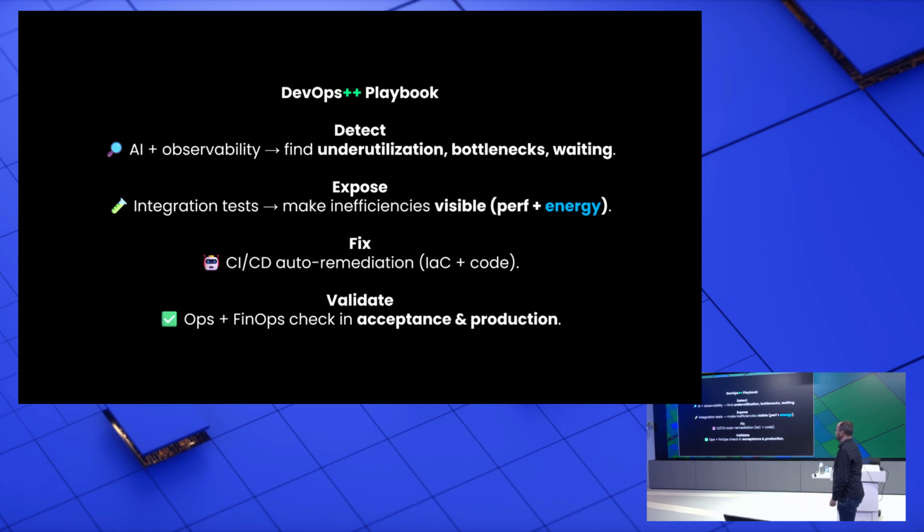And in the beginning it will be a lot of manual, but can we eventually also fix that with automatic code changes and eventually infrastructure as code changes? And then what I find important, because my focus, and I think a lot of people in this room is focused on the green and sustainable part, is to validate in acceptance and production that you're actually now using less energy and emitting less CO2.